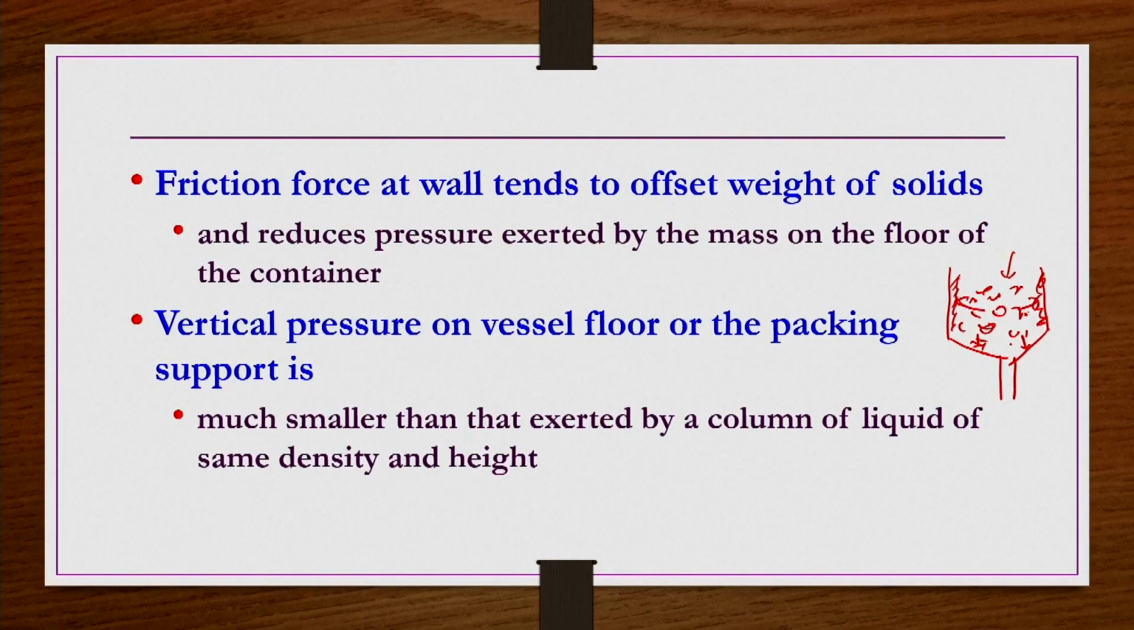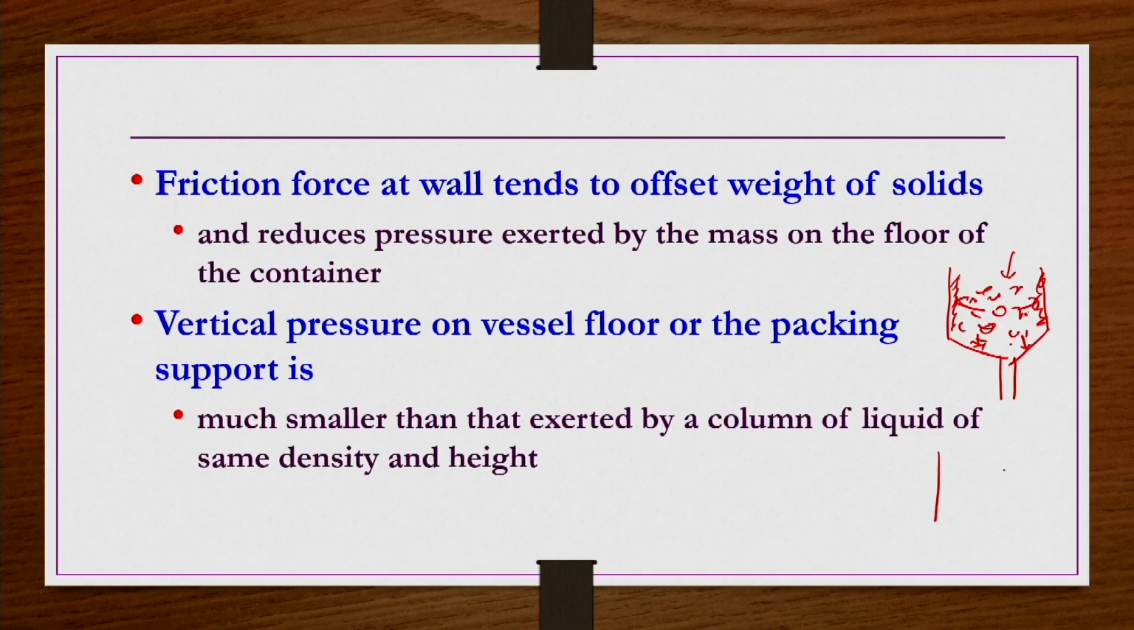Now, up to the same height, you take a solid material of the same density as the liquid, and then by height, whatever the static pressure that you calculate, that vertical pressure is going to be much smaller in the case of solids compared to the case of liquids. So the vertical pressure on the vessel floor or packing support is much smaller than that exerted by a column of liquid of the same density.